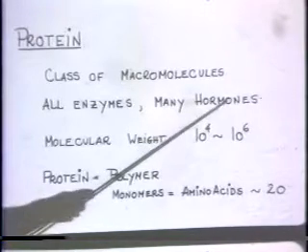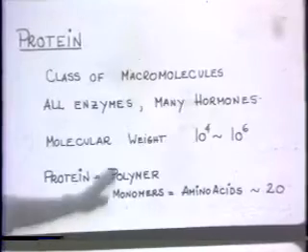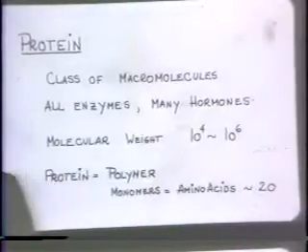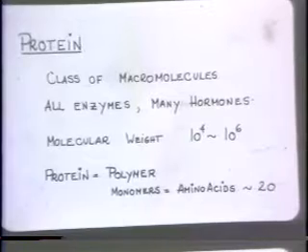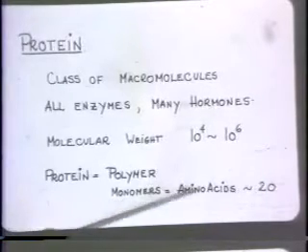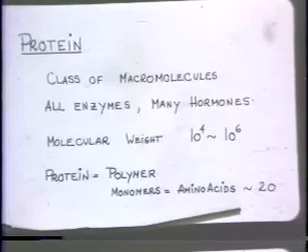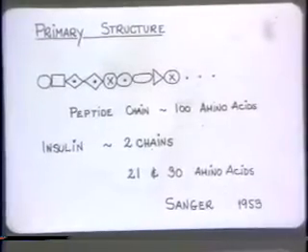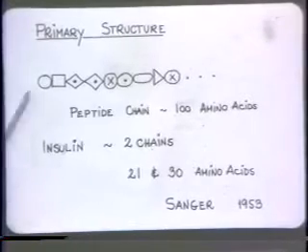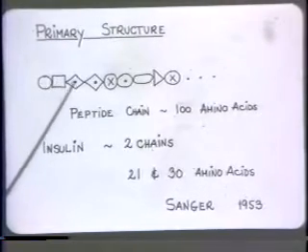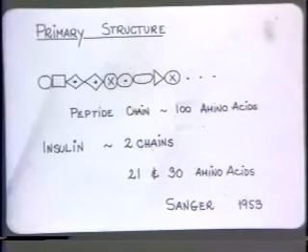Many hormones are protein molecules. And protein, of course, is a large molecule. The molecular weight is typically 10 to the 4 to 10 to the 6. And as I said, it's a polymer molecule built up of monomers called amino acids, and there are approximately 20 of those which exist in life. The next slide shows you what they call a primary structure.